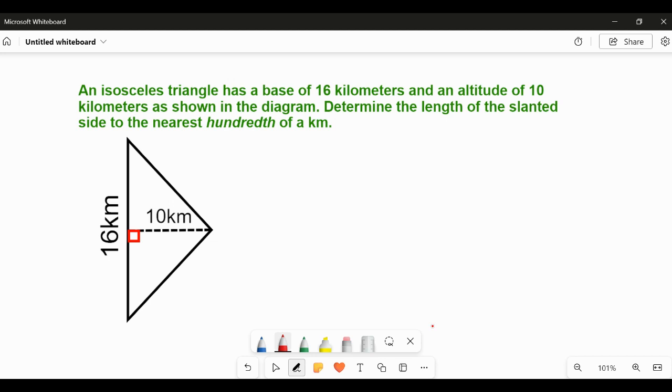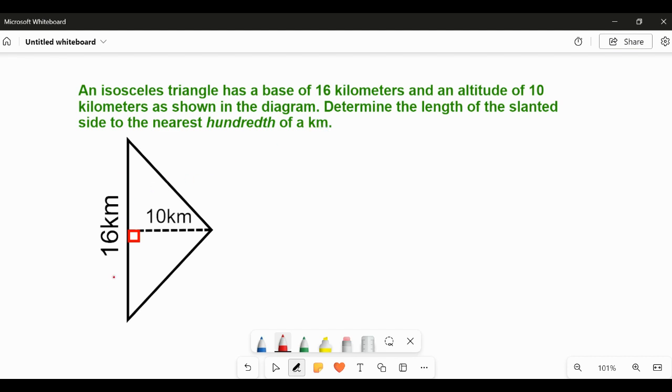In today's video, we are going to be looking at different scenarios and diagrams and using the information they give us and using Pythagorean theorem, answer any questions or complete any diagrams within those scenarios. So in our first problem, we have an isosceles triangle, has a base of 16 kilometers and an altitude of 10 kilometers, as shown in the diagram. Determine the length of the slanted side to the nearest hundredth of a kilometer.